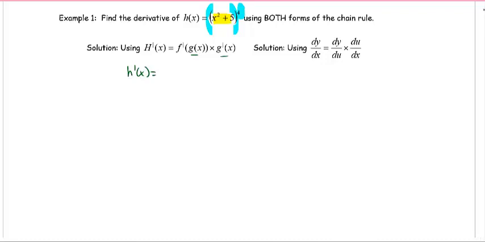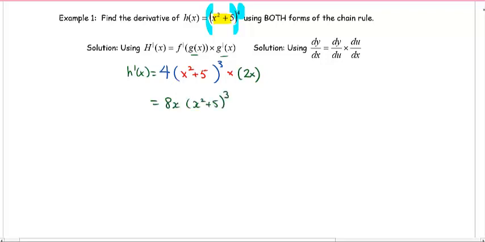So take the derivative of the outside function, 4 blah blah blah to the power of 3. Evaluate it at the inside function, so put x squared plus 5 inside the bracket. And then please multiply by the derivative of the inside function, g prime of x, that's an extra factor of 2x. And if you want to simplify this, the 4 times 2x gives you 8x, and we get 8x times x squared plus 5 to the power of 3. I don't want to expand out the cube, so let's just leave it like this. Done.